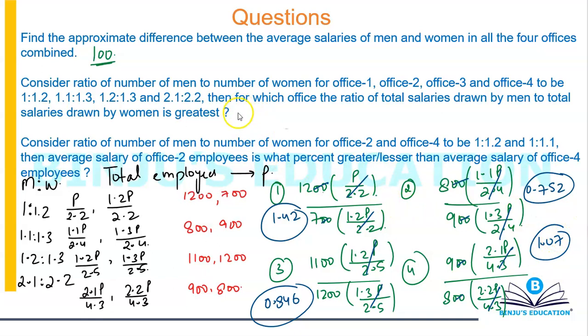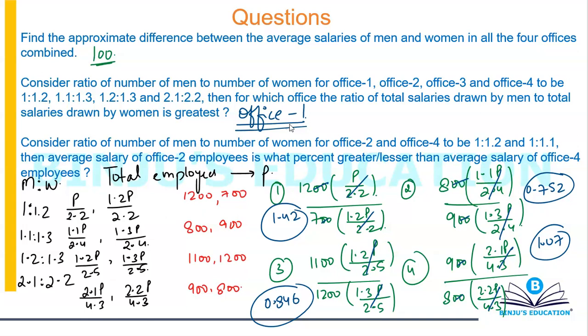So your answer simply becomes office A or office 1. That will be the answer. Now the question comes, do you have to actually do all this calculation? Do you want to actually do all these calculations?